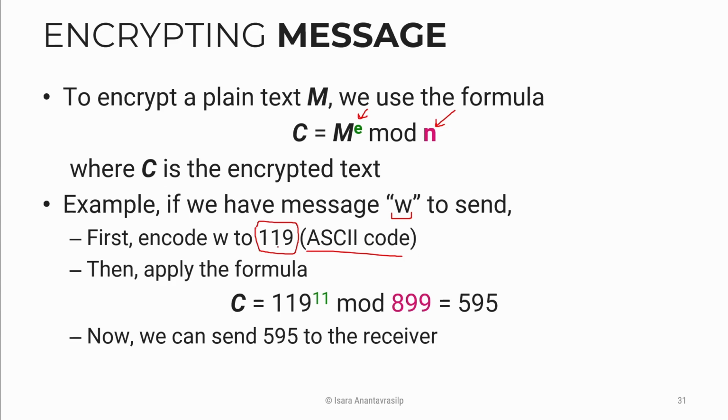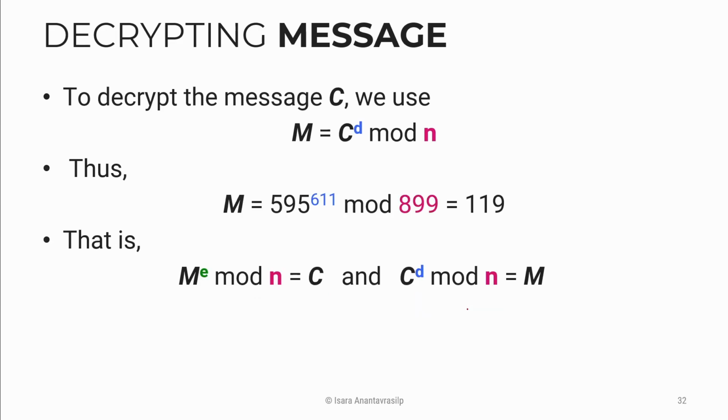Now, we have 119, which is the W. So what we're going to do is this. We have 119, which is the message M. Then 119 to the power 11 mod 899 equals 595, and we are going to send this. This is your encrypted text. You're going to send 595 to your receiver.